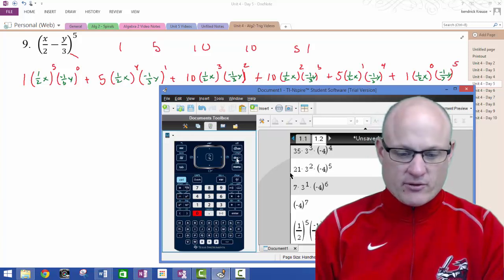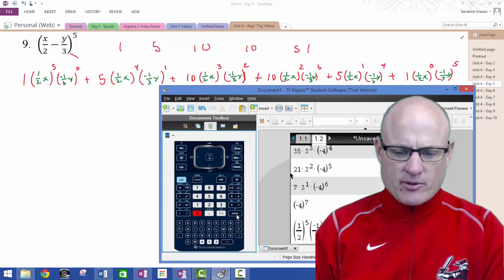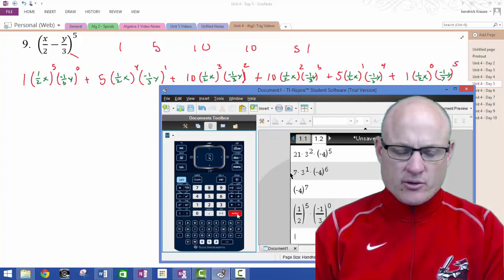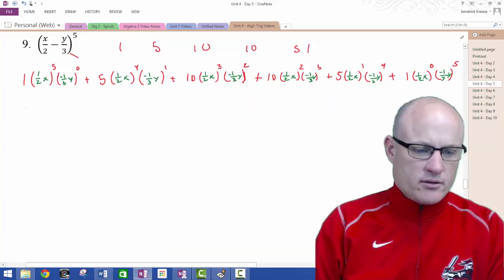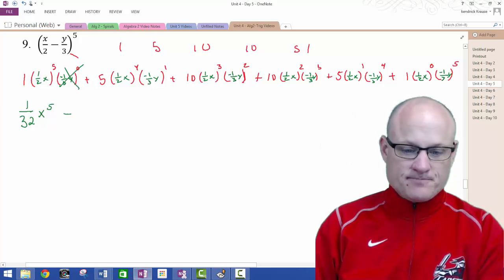So only because for the next one I could just hit change the exponent, and the leading coefficient. So we get 1 over 32. So 1 over 32x to the fifth. No y's, because remember, this goes away. Minus, we're going to have a minus now.